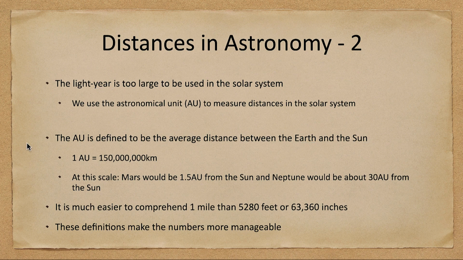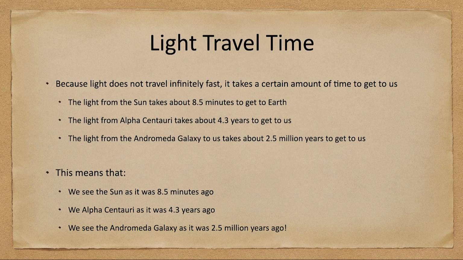So what does this have to do with light travel time? Well, we find that light travels at a finite speed. It does not travel infinitely fast. So the light from the sun gets here in about 8.5 minutes. The light from Alpha Centauri, that nearest star, takes about 4.3 years to get here. The light from the Andromeda galaxy takes nearly 2.5 million years to get here.